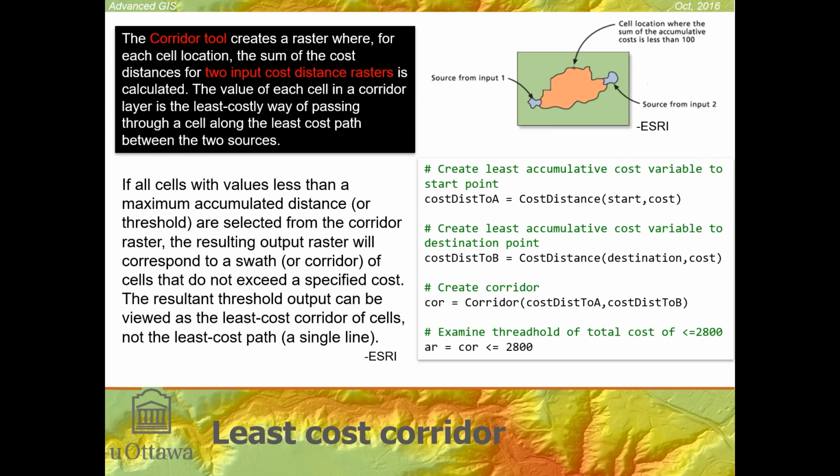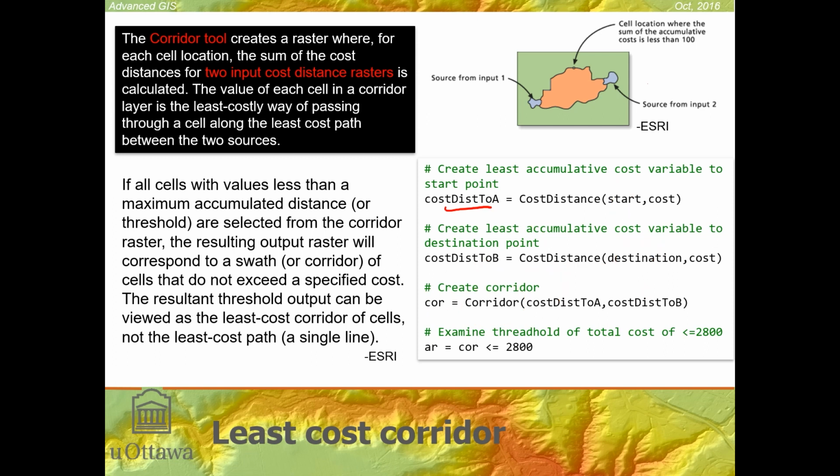Once we have A and B, we put them into corridor. Pretty straightforward. A and B over here. And that creates a corridor raster, where every cell that you can choose is along a path between A and B, or start and destination. And that cell is on the least cost path between A and B, or start and destination.